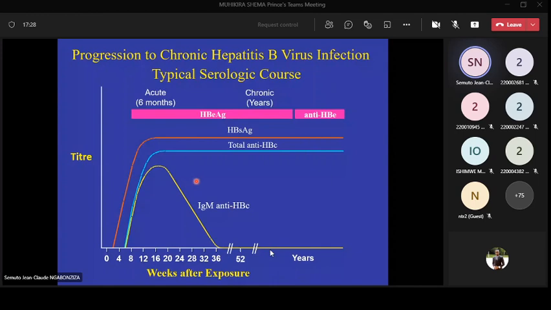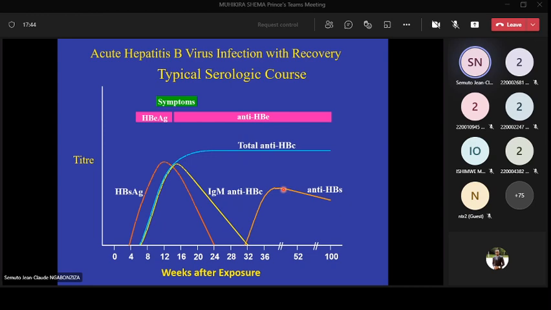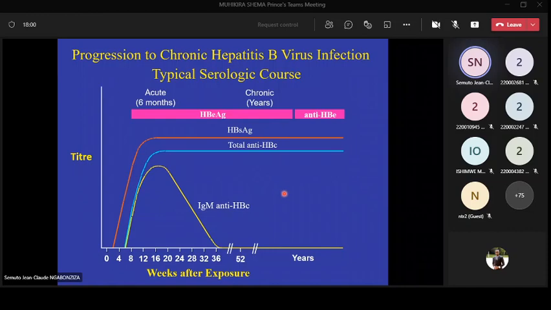Surface antigen of hepatitis B ziri high, very high titre, antibodies ari nkeya, bitandukanye na aho ubona ko antibodies ziri dominant muri course ya disease. So with this you completely know the virus is replicating in hepatocytes.